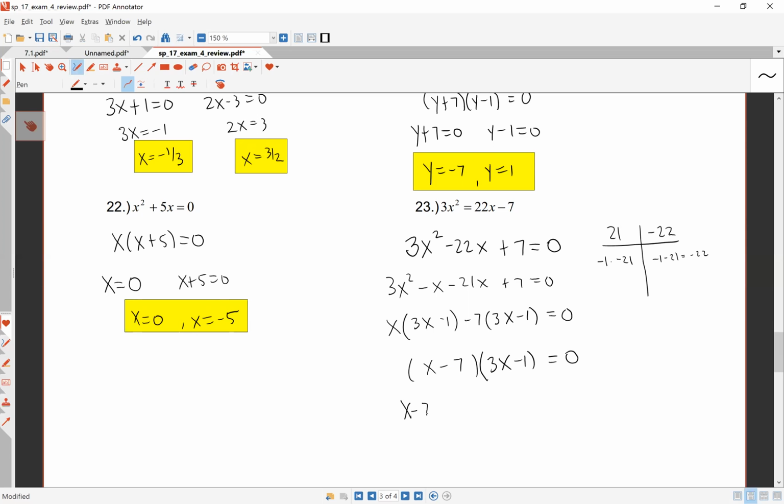Setting each factor equal to 0, x minus 7 is 0, or 3x minus 1 is 0. X minus 7 equals 0 gives us x equal to 7. 3x minus 1 equals 0 gives us 3x equals 1, or x equals 1/3.